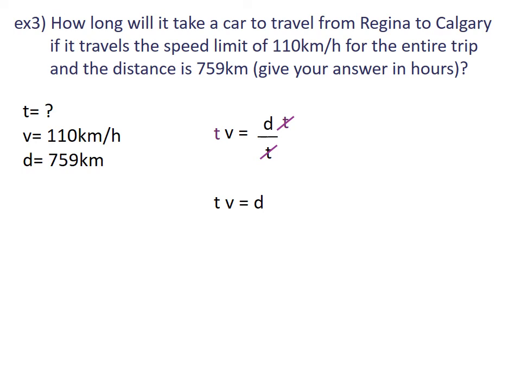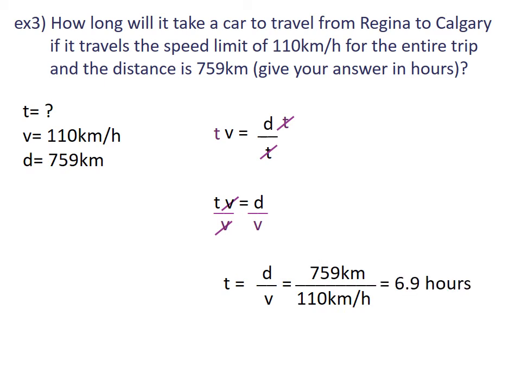T is next to V, so I need to get rid of V. I have to move it away from T. So I'll divide both sides by V. Now on the left-hand side, I have a V on the top and a V on the bottom that will factor out. So now I have T by itself, and it is equal to D divided by V. Now that T has been isolated, I can substitute my numbers in. So I will substitute in 759 kilometers for distance, 110 kilometers per hour for velocity. And that gives me 6.9 hours. The kilometers factored out, I wound up with hours on the bottom of the bottom, and when I have something in the denominator of the denominator, that flips it 2 times, which puts it up into the numerator.